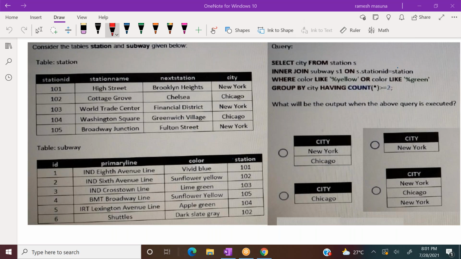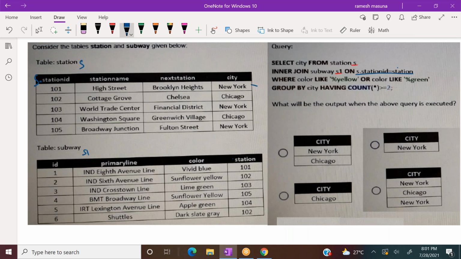Here, what is the question? Select city from station S join subway S1. This is S and this is S1, aliases. These are to be joined based on what condition? S station ID equal to station. Here, S station ID is this one, equal to station.